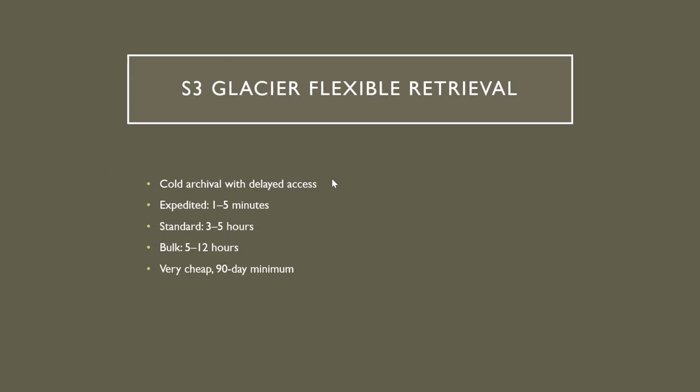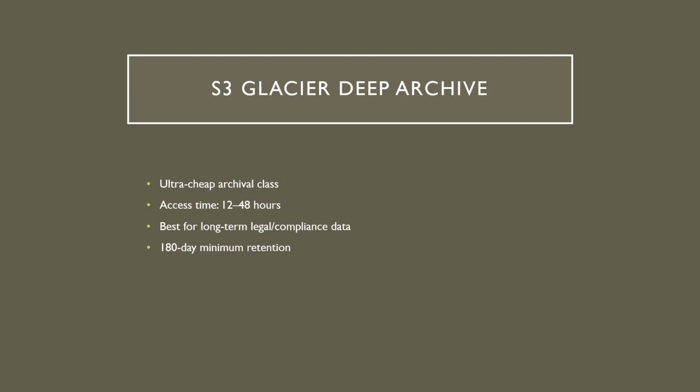Next storage class, S3 Glacier Deep Archive. It is the cheapest storage class in AWS. Again, it is the cheapest storage class, ideal for data that may not need to be accessed for years. It's best for legal compliance archives, long-term backup, and government or healthcare storage. Retrieval is standard up to 12 hours, and if you take bulk, it will take up to 48 hours. For pricing, it's a 180-day minimum, and the minimum size is 40 KB.